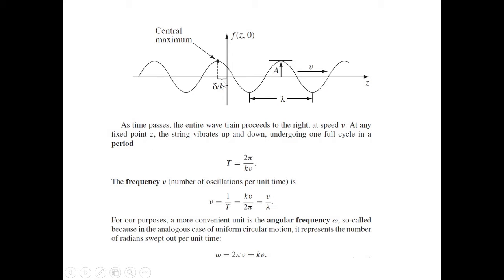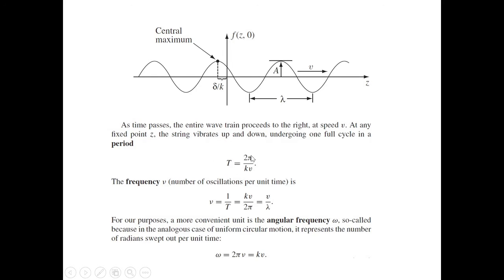This is the schematic representation of that sinusoidal wave. You can see here the central maximum, also the f(z) = 0 condition. Here is the amplitude, the velocity v, and the wavelength lambda. As time passes, the entire wave train proceeds to the right at speed v. At any fixed point z, the string vibrates up and down, undergoing one full cycle in a period.